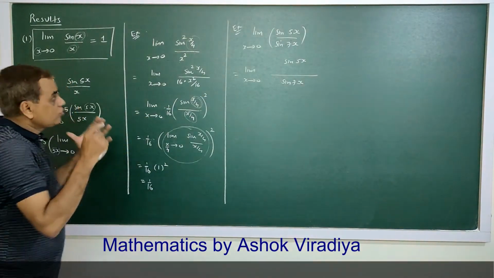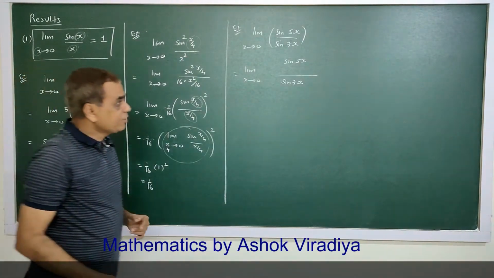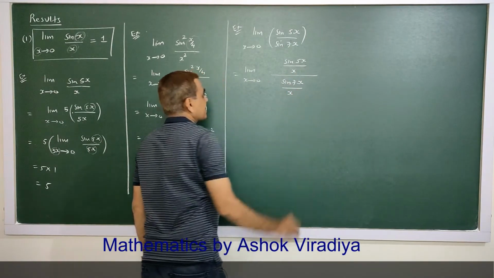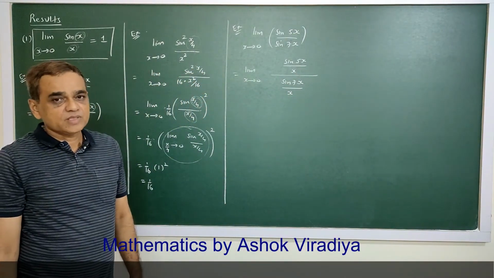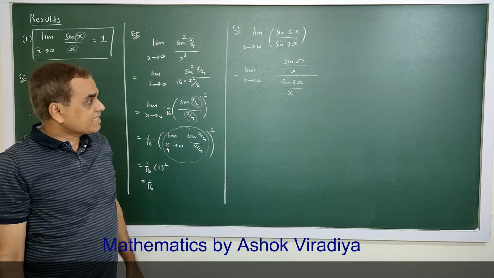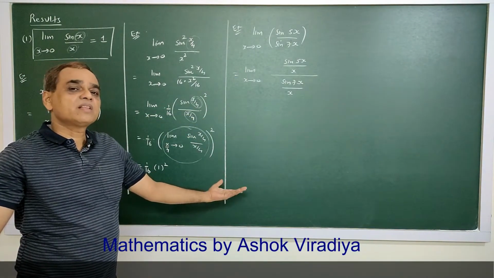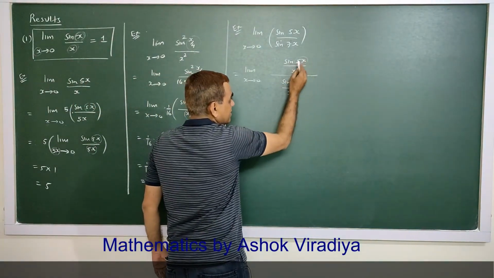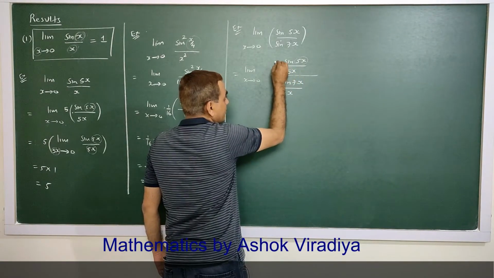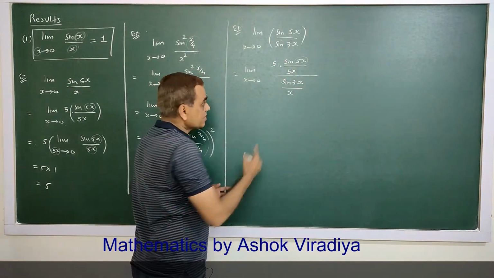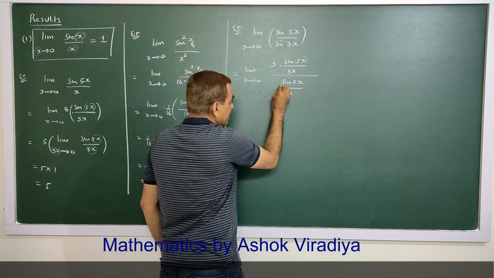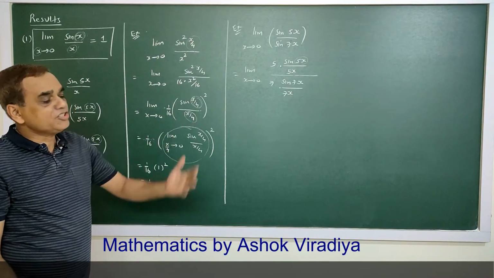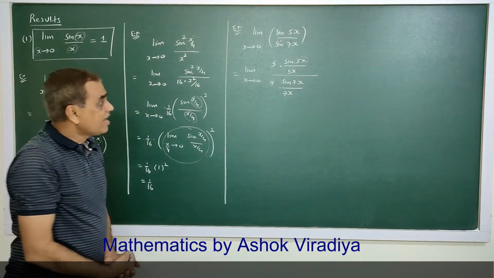So to convert in this form, what we do? Here divide numerator and denominator by x. Divide numerator and denominator by x. That means we have done nothing. Now this is 5x, so here divide by 5, multiply by 5. This is 7x, so divide by 7, multiply by 7. Value remains unchanged.